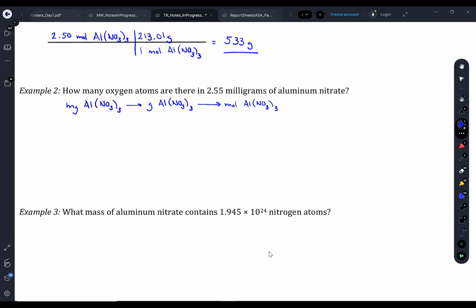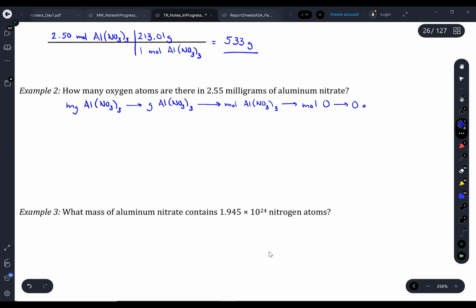And once I have moles of aluminum nitrate, there's a couple of things I could do here. Yeah, I'm going to probably use the ratio. So if I have a mole of aluminum nitrate, then what can I get to? Remember, we're going to oxygen atoms. Yeah, I can go to moles of oxygen. Good. Because the formula is telling me what? For every 1 aluminum nitrate mole, there are 9 moles of oxygen, right? 3 times 3. And once I know the moles of anything, it's easy to get to the atoms.